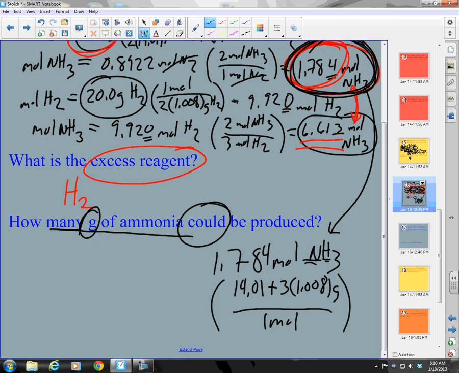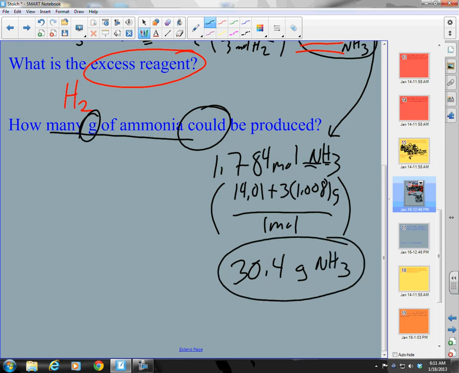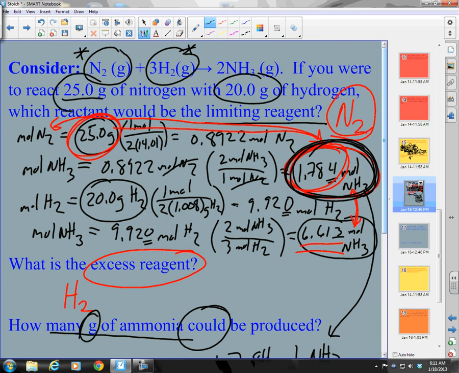1.784. What do I get? Woohoo! 30.4 grams of ammonia could be produced if I were to react 25 grams of nitrogen with 20 grams of hydrogen. Okay? All right. Now notice something here.